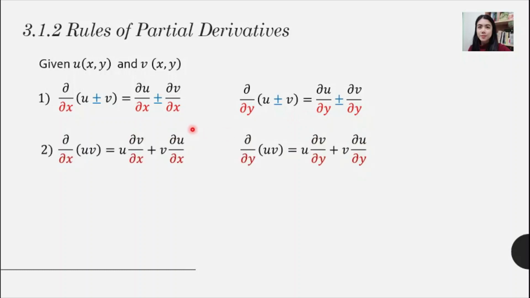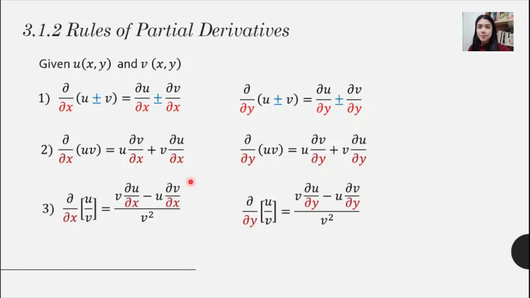Then we go for the second one, that is the product rule in partial derivatives. If you still remember what you learned in Calculus 1, you differentiate the product uv with respect to x, and you get u dv plus v du. It's just that instead of u dv, we use u del v for partial derivatives, and we add v del u. Instead of du, we use del u. If this is del x, then all of them are del x. If this is del y, then all of them are del y.